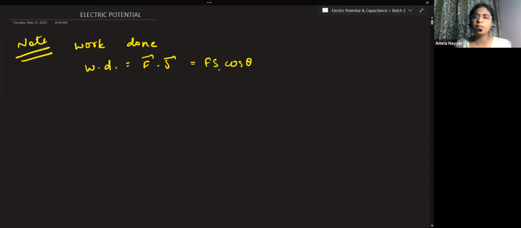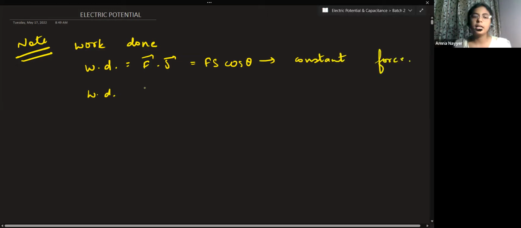Dot product we have already discussed when we were discussing electric flux. Now see, work done, this is valid for a constant force. If you have a variable force, where force depends on some value of x or something, then the integration that you have studied will help. Let's say dx is a small displacement. So integration of F dot dx from x1 to x2. This is when you have a variable force.